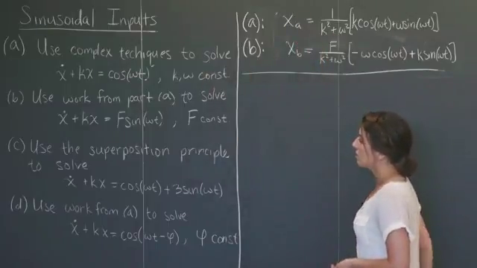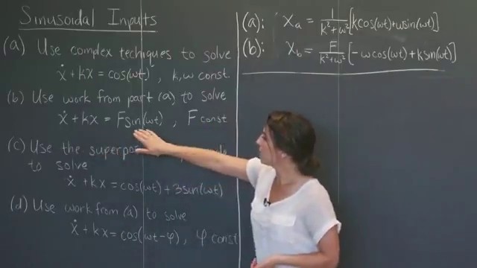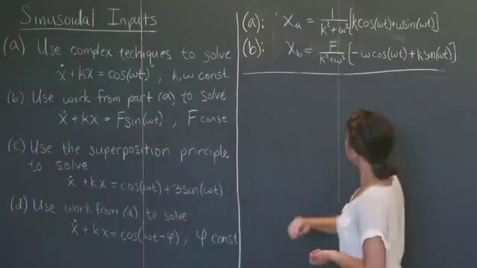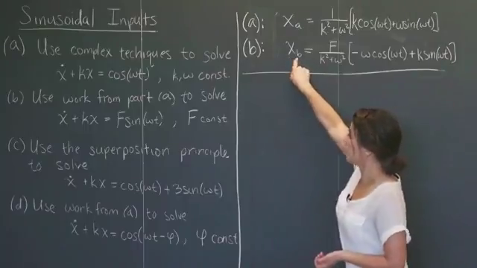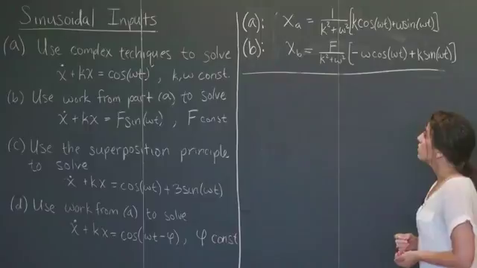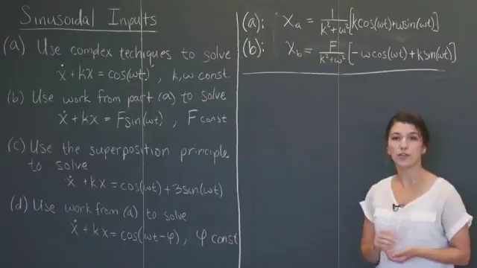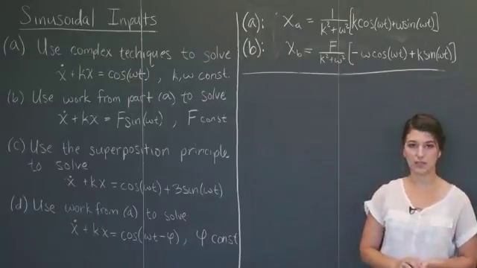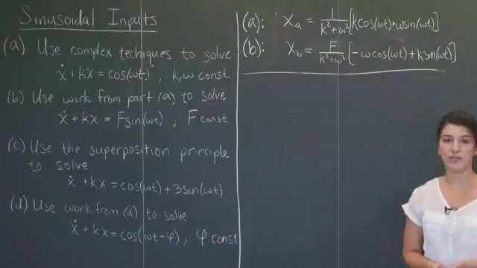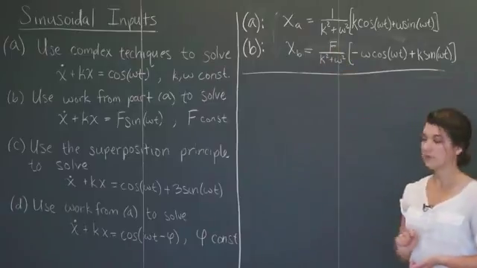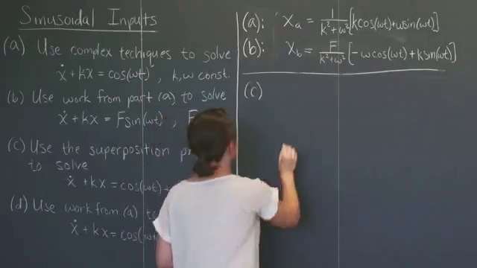In part B, we used complex replacement as well as our work from part A to solve x dot plus kx equals an input of f times sine omega t. And we found this particular solution, which again I've relabeled as x sub b so that we remember which part this corresponds to. Also remember that part A was found by taking the real part of the particular solution to the complexified ODE, and part B was found by taking the imaginary part of that solution and multiplying by a constant f.